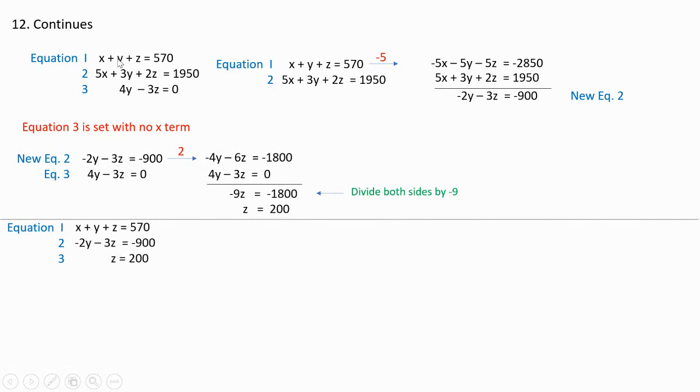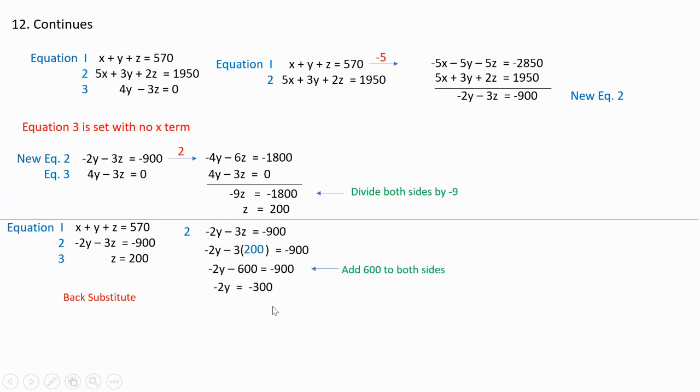Now I have my three equations, right? I have my first equation. For my second equation, I can use either this one here, but I like to use the new equation 2, which is -2y minus 3z equals -900. And we have z equals 200, so now we're going to back substitute. I'm going to go to equation number 2 and plug in 200 for z. This gives us -2y minus 600 equals -900.